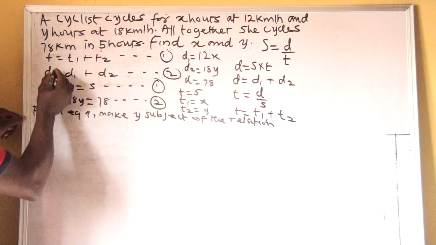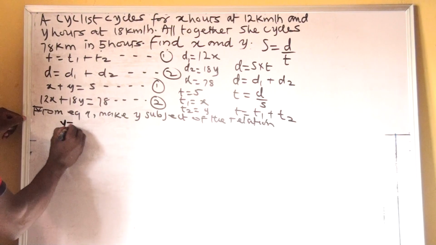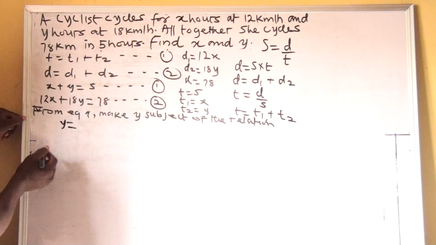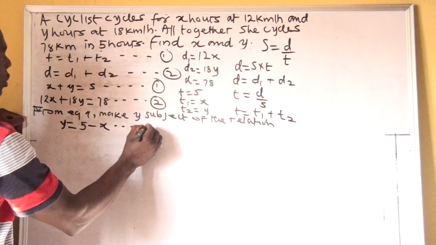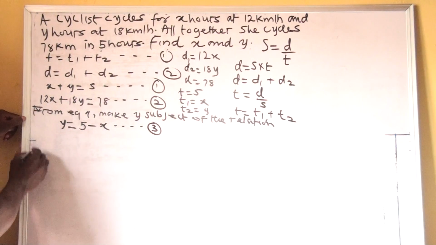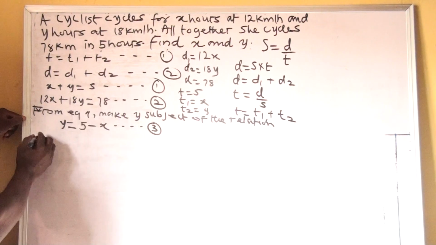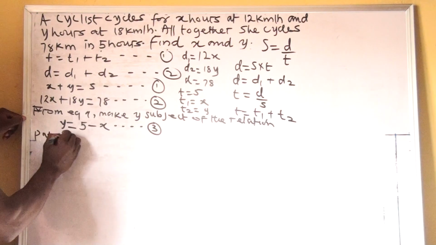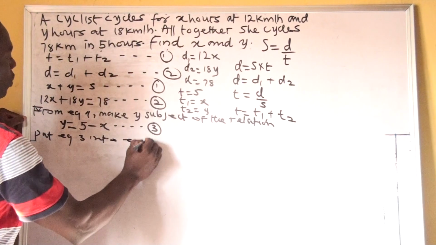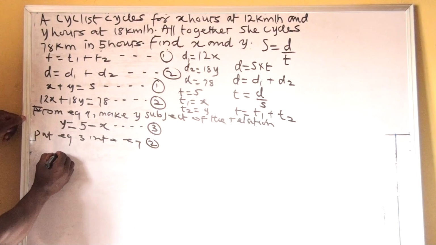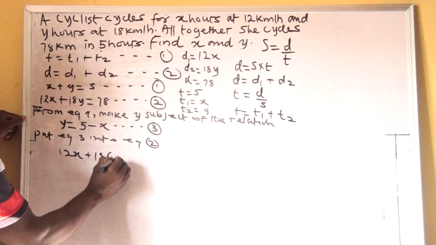So here equation 1 is x plus y is equal to 5. So y, as x we move to the right hand side, becomes minus. So y is 5 minus x. This becomes equation 3. So what we need to do is to put this equation 3 into equation 2. So we put equation 3 into equation 2.